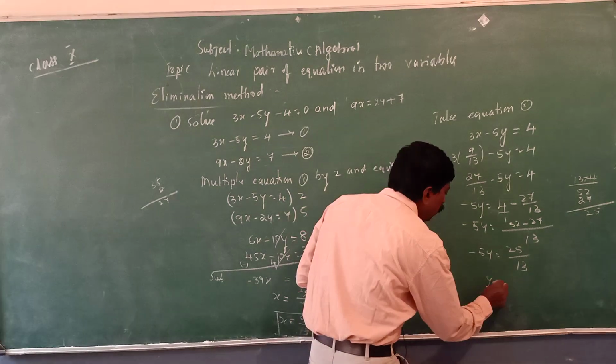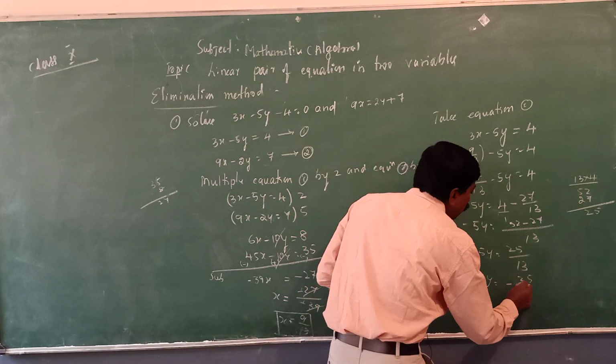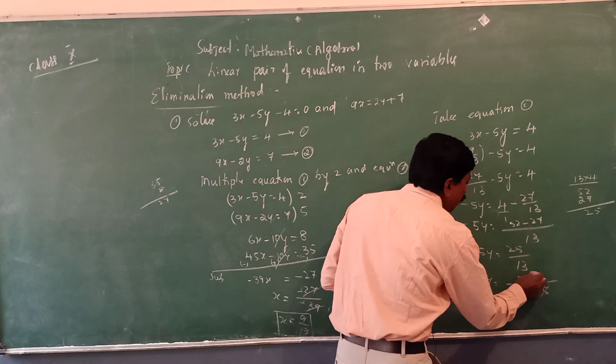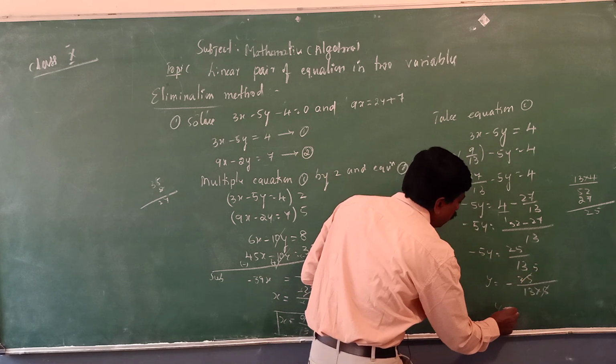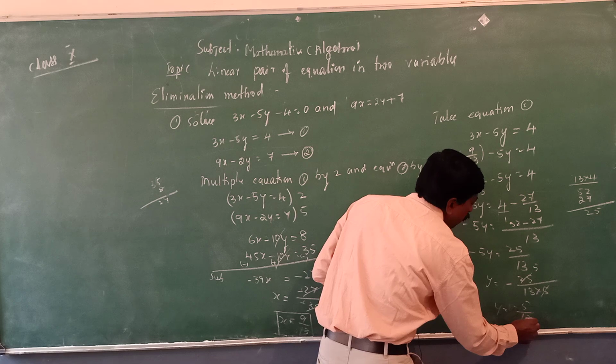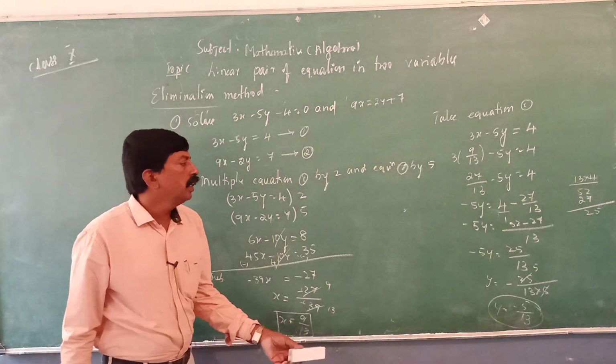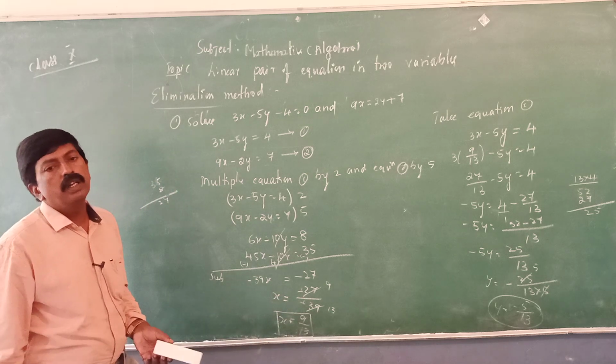Therefore, y is equal to minus 25 by 13 into 5. 5 1s are 5, 5 5s are 25. So y is equal to minus 5 by 13. Like this, you can find the solutions of x and y.